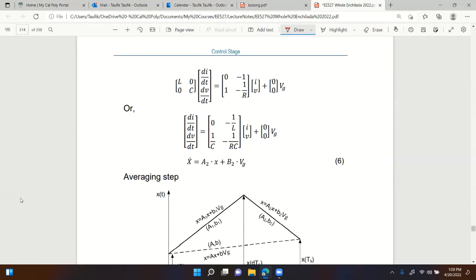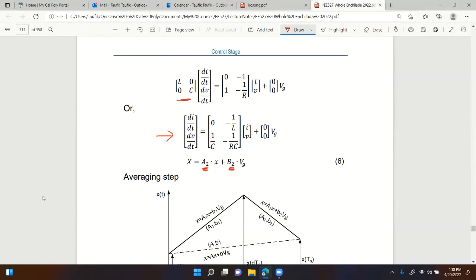With L and C on the left still, or you can just divide both by L and C, and you get another state space equation. Similar, I mean the same, those two are the same, right? And this second one, I call it A2 and B2. X dot is equal to A2X plus B2 times VG. So now I have two state space equations that describe our buck converter.